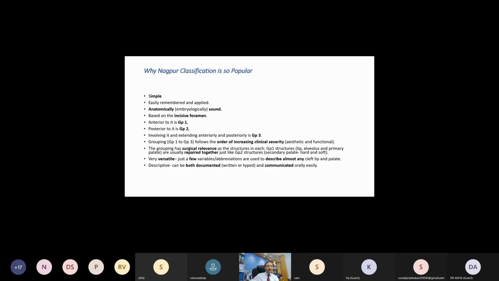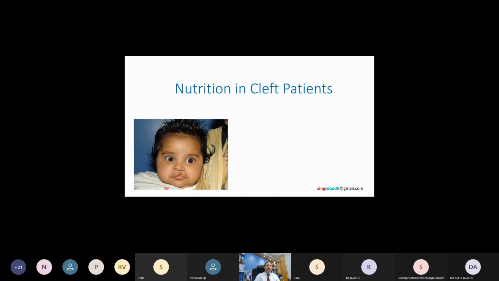So why is the Nagpur classification becoming so popular? Because it is simple, it can be remembered easily and applied, it is anatomically and embryologically sound, it is based on the incisive foramen, and it's very versatile. So coming to the treatment part of the cleft patients.